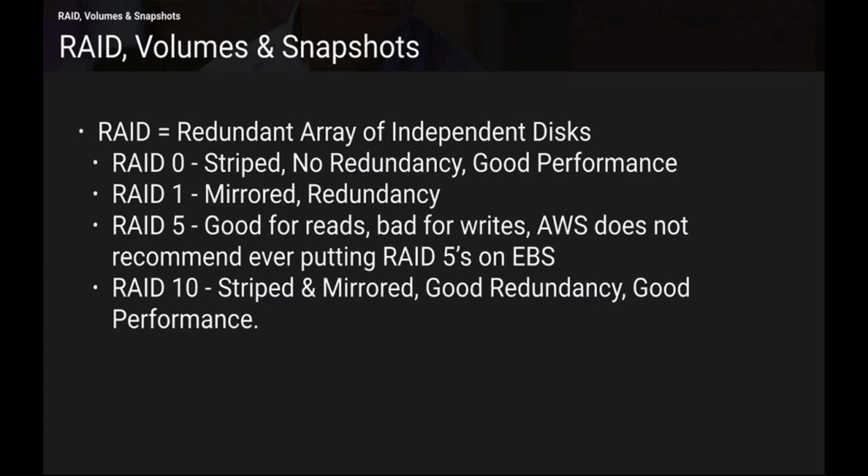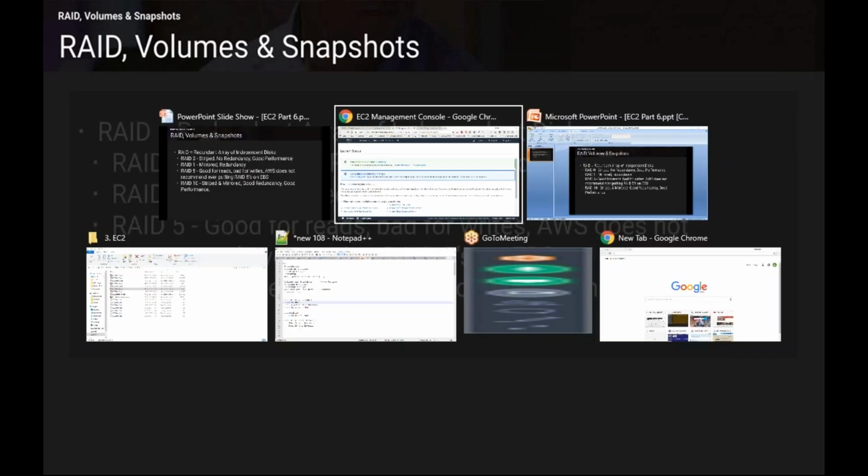And the most widely used will be RAID 10, as suggested by Amazon. RAID 10 is basically a combination of RAID 0 and RAID 1. So the volumes are striped and mirrored so that we get good redundancy as well as good performance in this case. So that was all about the introduction of the RAID volumes. Let's quickly go ahead into our Windows machine and create one RAID volume.